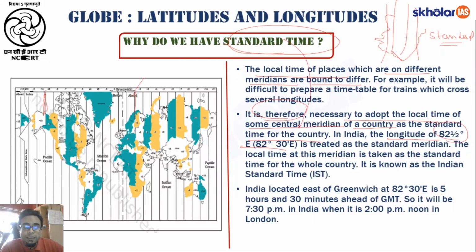And this is considered to be the standard meridian for India, which is called the IST, Indian Standard Time. So the time that India has is on the basis of which longitude? It is on the basis of the longitude of 82.5 degrees east, and it is treated as the standard meridian. The local time at this meridian is taken as the standard time for the whole country, and it is known as the Indian Standard Time.